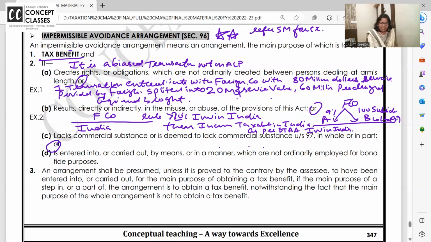First one, it creates obligations which are not ordinarily created at arm's length price. ऐसे तो आप transaction और billing नहीं करते हैं. Or it results directly or indirectly in the misuse or abuse of the provisions. Rather than foreign company directly investing in India, they invested through 2 subsidiaries to avoid the tax. Or lacks commercial substance, or is deemed to lack commercial substance in whole. Or entered into or carried out by means or in manner which are not ordinarily employed.